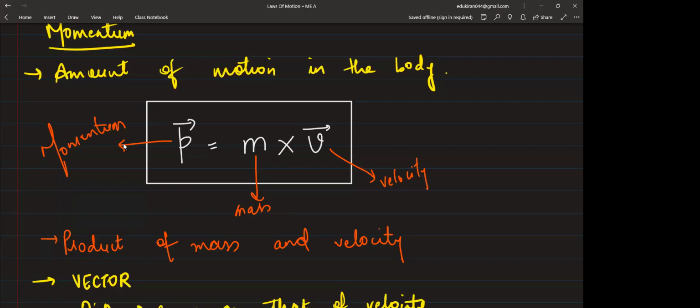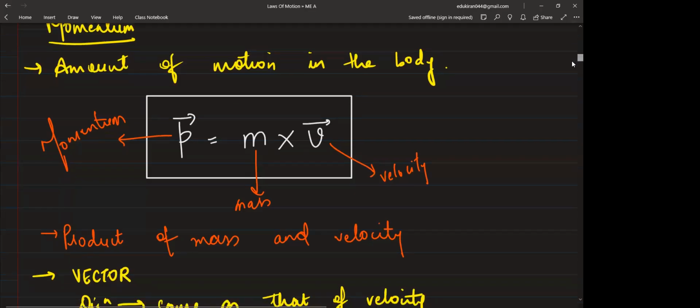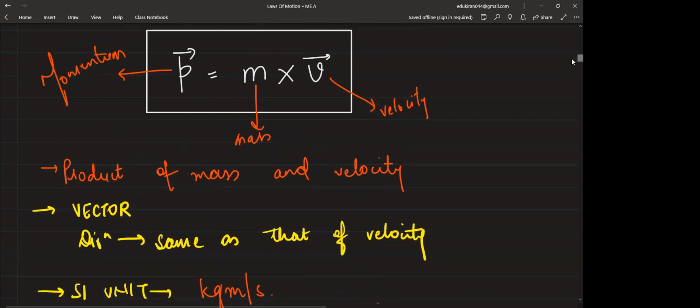By definition, it is the amount of motion left in the body or the excess motion in the body. Whereas when you have the formula, you say P is equal to M into V. So it's a vector quantity, and the direction is the same as that of the velocity. If the body's velocity is in the left direction, the momentum will also be towards the left, because mass has no direction, it's a scalar quantity. So momentum is directly depending on the velocity V.